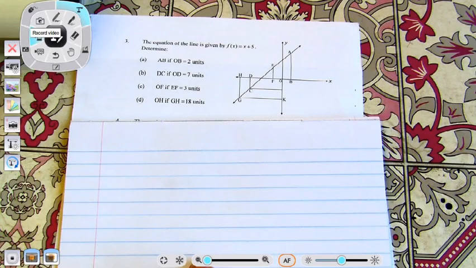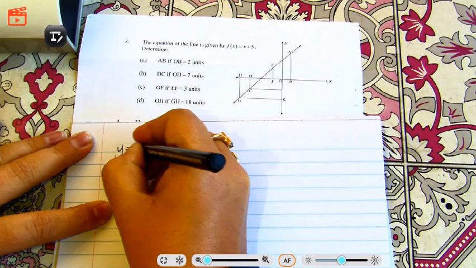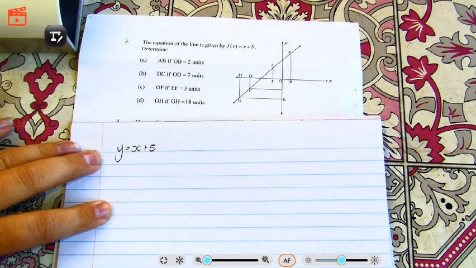Right, moving on to question 3. It says the equation of the line of f is given by f of x is equal to x plus 5. So it actually means the equation is y is equal to x plus 5 of the line. And they've asked us to work out 4 different things. So the first one, it says work out the length of AB. So AB is there if OB is 2 units.